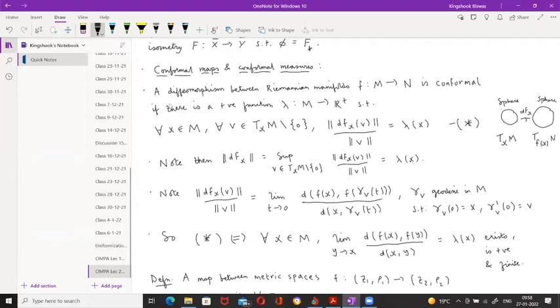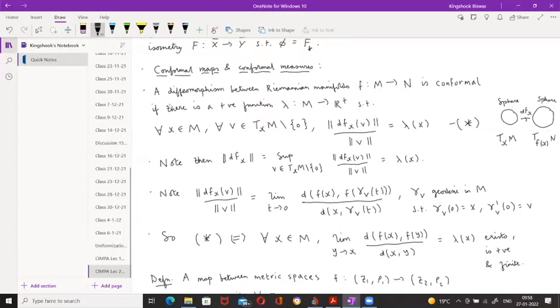So these are generalizations, in a sense, of holomorphic maps to higher dimensions. Holomorphic maps map infinitesimal circles to infinitesimal circles. Conformal maps between Riemannian manifolds map infinitesimal spheres to infinitesimal spheres. But this uses the smooth structure of the manifolds. I want a definition of conformal maps for metric spaces without any smooth structure.